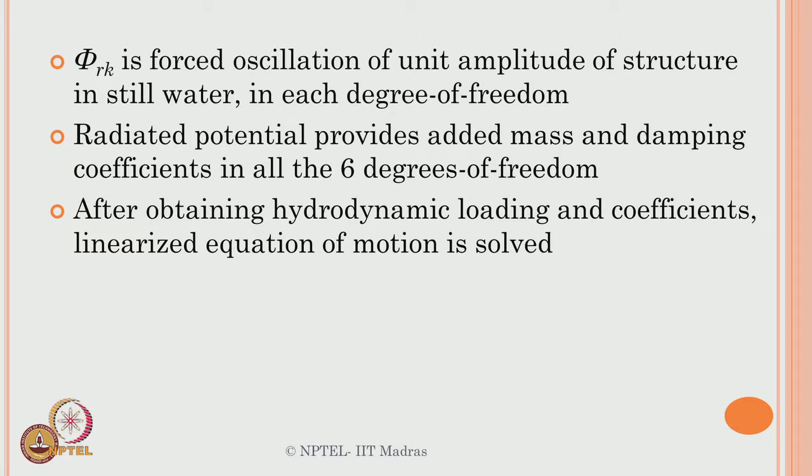Of course, phi r k is the forced oscillation of unit amplitude of the structure in still water in each degree of freedom, k being the number which is counted for each degree of freedom. Now, radiated potential provides added mass and damping coefficients. Why is it added mass?